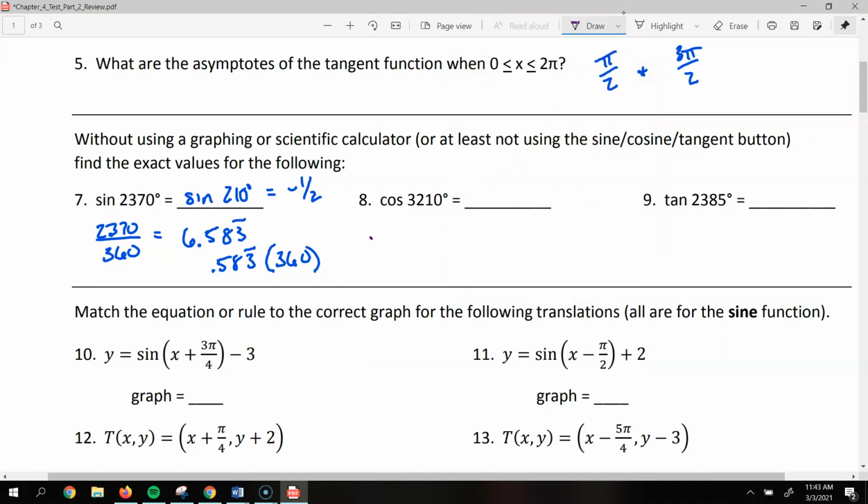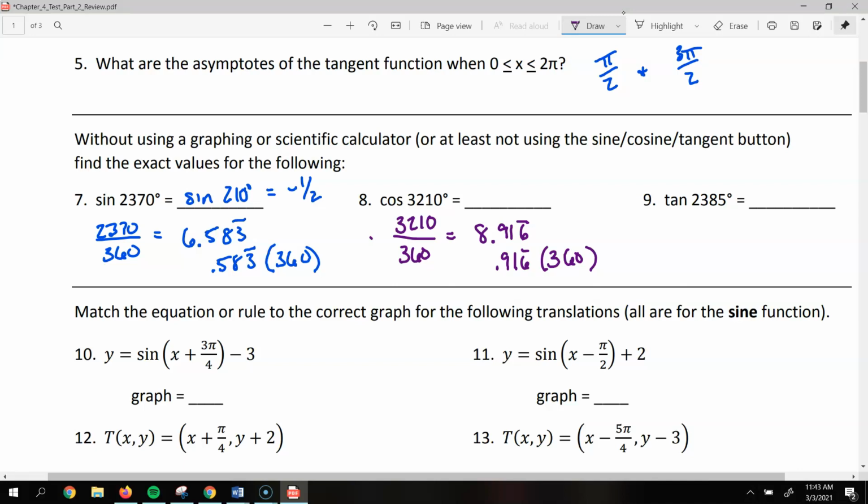The next one, we have the cosine of 3,210 degrees. It's the same situation. The sine and cosine functions, again, repeat themselves every 360 degrees. So I'm going to take this 3,210 and divide it by 360, and when you do that, we get 8.916 repeating. That means it's 8 full rotations plus another 0.916 rotations. How many degrees would that 0.916 repeating be? If I multiply that times 360, we get 330 degrees as your answer.